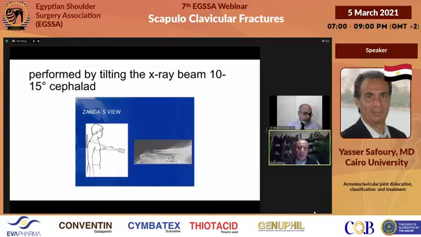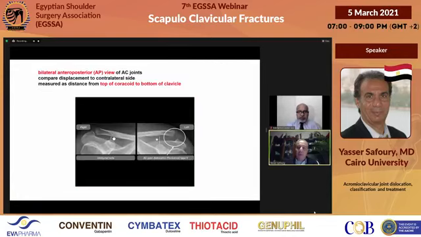To diagnose such injuries, we do an X-ray in the standing position, with the beam inclined about 15 degrees. This is known as the Zanca view. We compare both sides, and we measure the distance between the coracoid and the inferior surface of the clavicle.